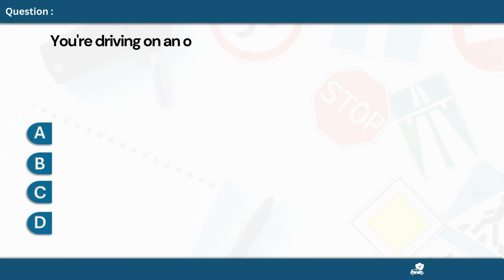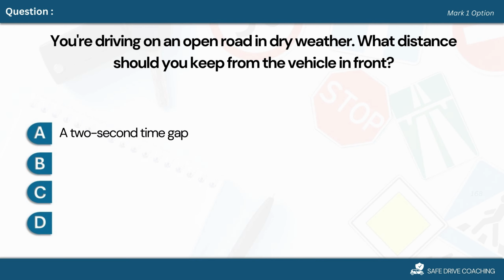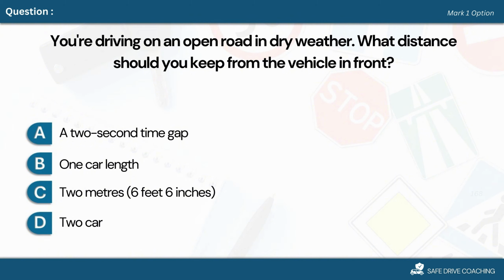You're driving on an open road in dry weather. What distance should you keep from the vehicle in front? A. A 2-second time gap. B. 1 car length. C. 2 meters, 6 feet 6 inches. D. 2 car lengths. The correct answer is A. A 2-second time gap.